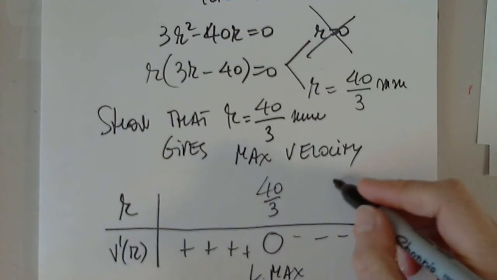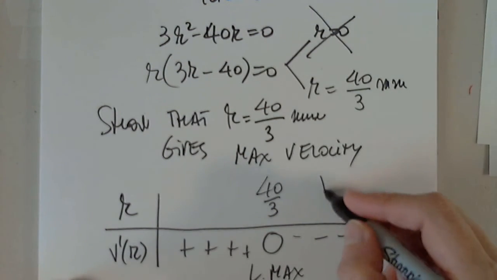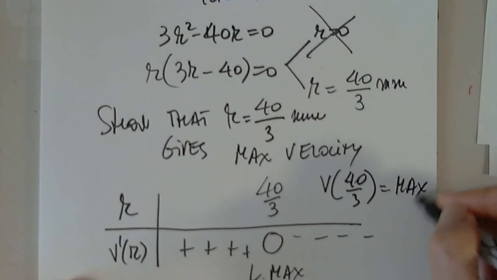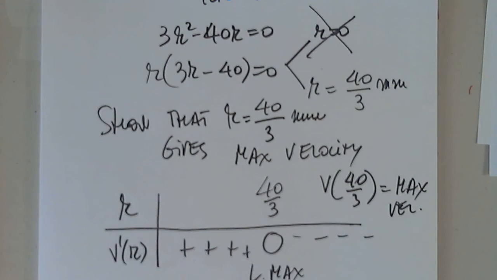How much is the local max? If you want to determine it, it's v of 40 over 3 is the max velocity. And we can determine it if you want. But we don't have k. But that will give us the maximum velocity. Any questions? I consider now 2.2 completely exhausted. Everything is done.